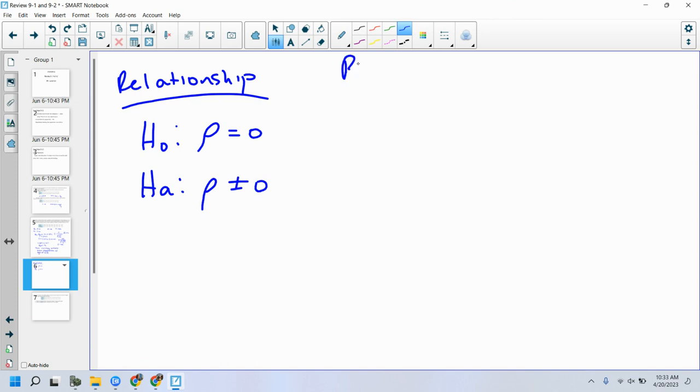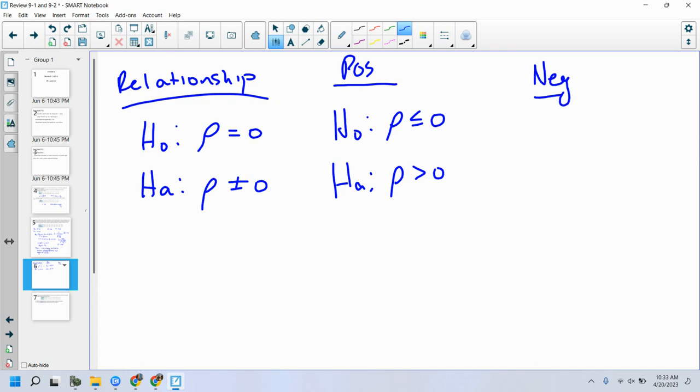Okay. If you want a positive relationship, that means you want to reject the fact that rho is going to be less than or equal to 0, because that would make it negative. So therefore, the alternative, which you would hope to accept, is that rho is greater than 0, positive r bar. And if you're trying to show a negative relationship, it's really just the opposite of that. The null is going to be that rho is greater than or equal to 0, because you don't want to show it's positive. You want to disprove that statement. So therefore, rho is less than 0. Make sense? Those are your 3 options.